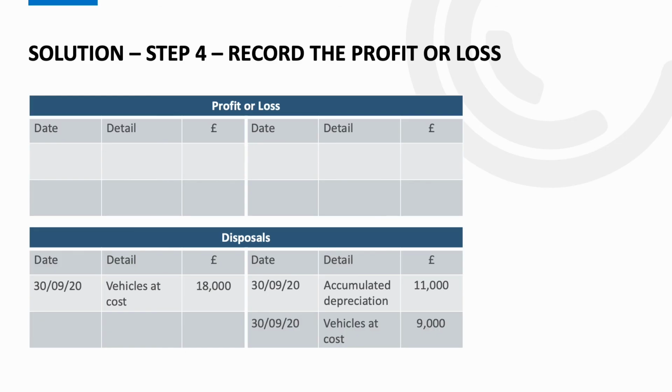We purchased the vehicle for £18,000. The accumulated depreciation recorded for the asset was £11,000. Therefore, the cost less accumulated depreciation would mean that the asset was worth £7,000. We received £9,000 for the asset, and we therefore made £2,000 profit on the disposal. As I mentioned above, the balancing figure will always be either the profit or loss. Therefore, to record this, we would debit the disposals account and credit the profit or loss.